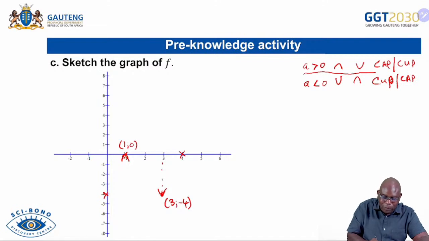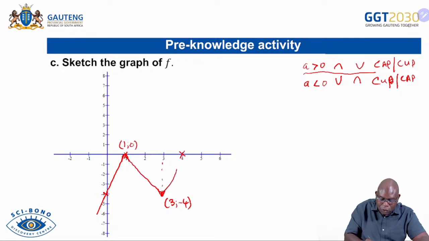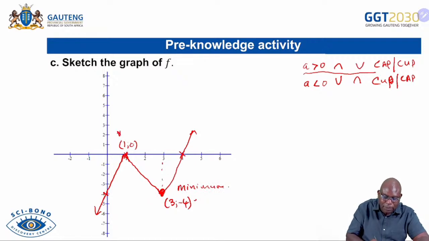Right, so now let's draw. I've already drawn my cap here, so I'll just continue with that line. I've drawn my cap there, I just join that. Then I'm going to join that. There's no way that you are not going to be able to draw this sketch. So now I know this turning point here is the minimum, and that one there is the maximum.